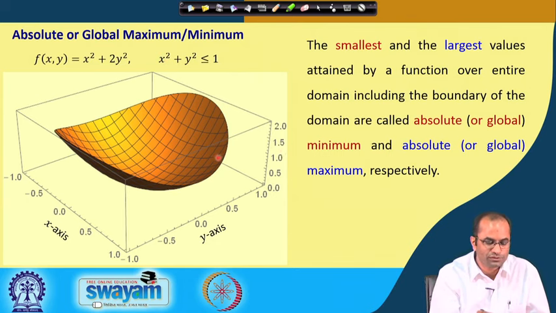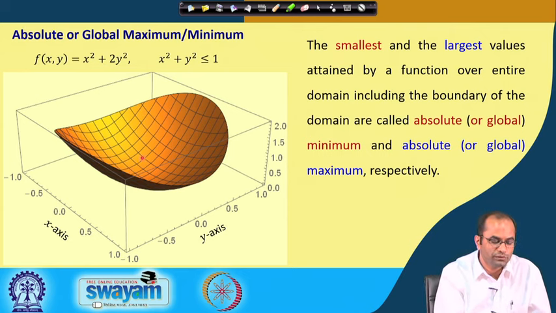So what we have to search now, we have to search inside the domain. This is the surface here, x squared plus 2y squared, so as we can see somewhere here there will be a local minimum at this point (0, 0), but that will also be a global minimum, because we do not see any other point where the function will take a smaller value than this point.